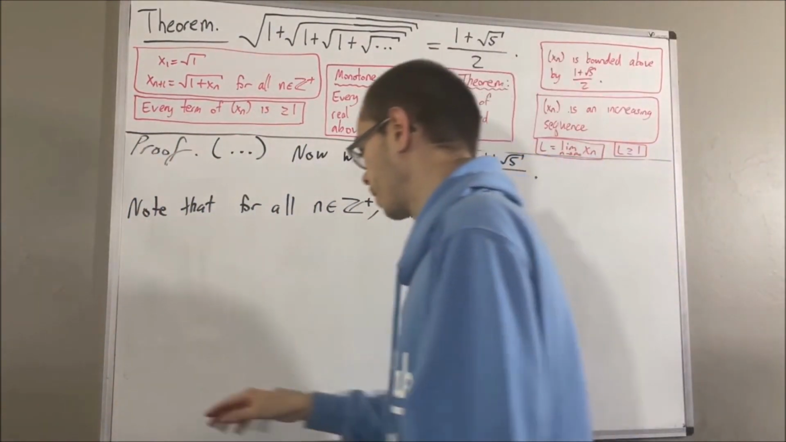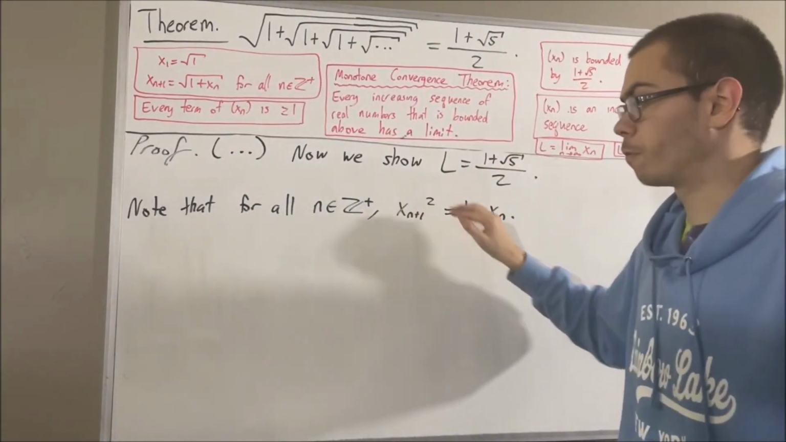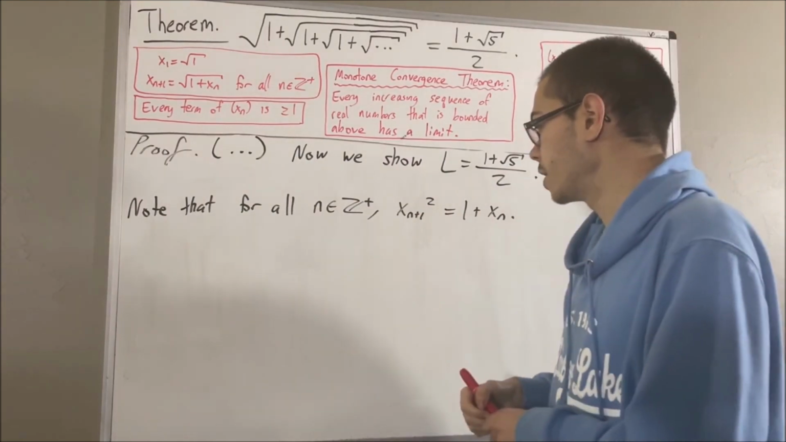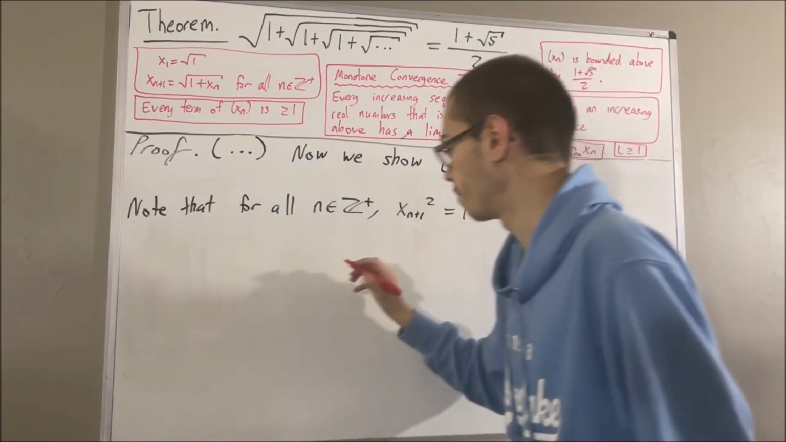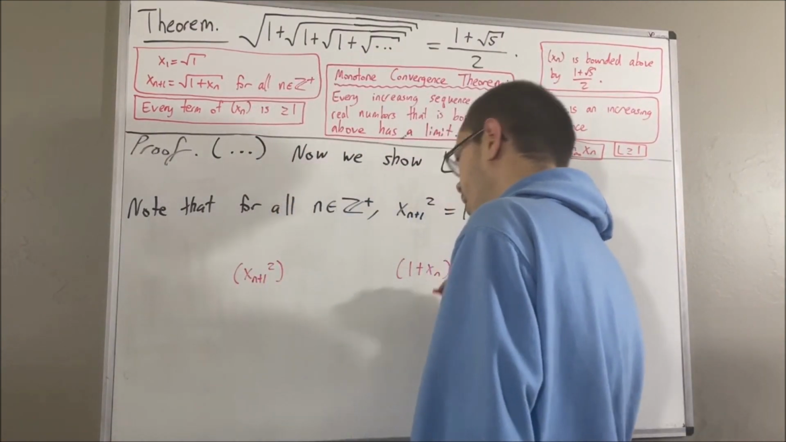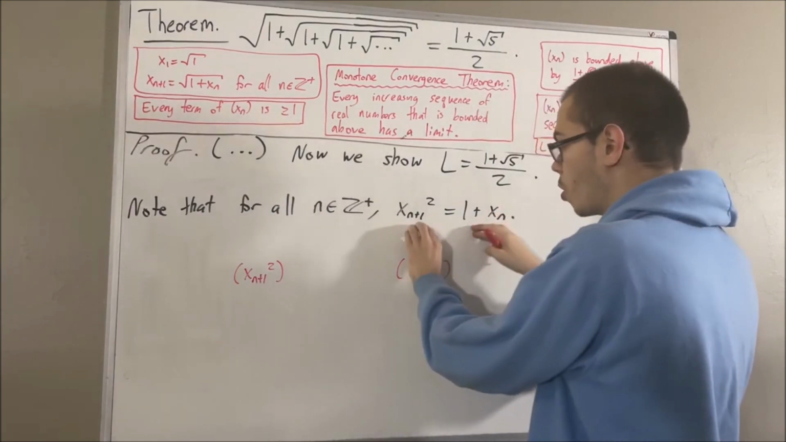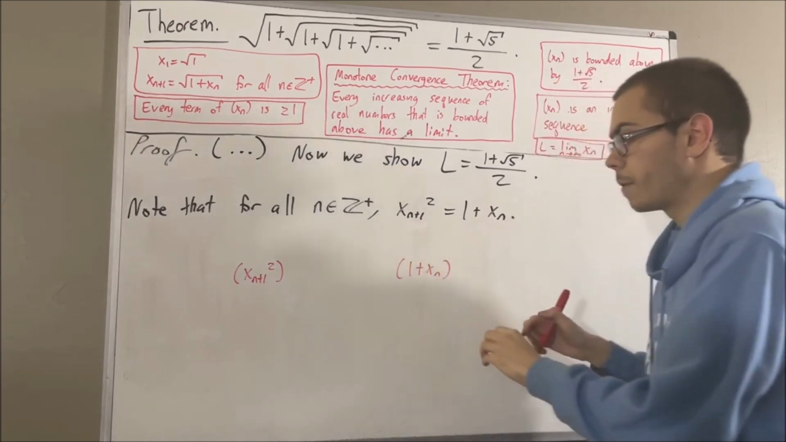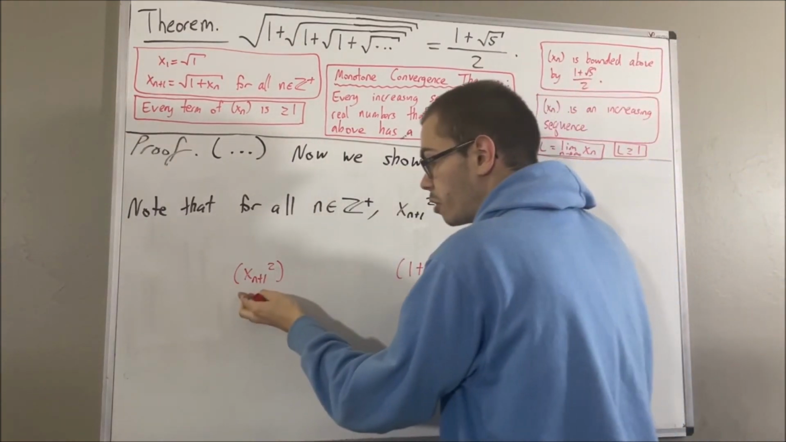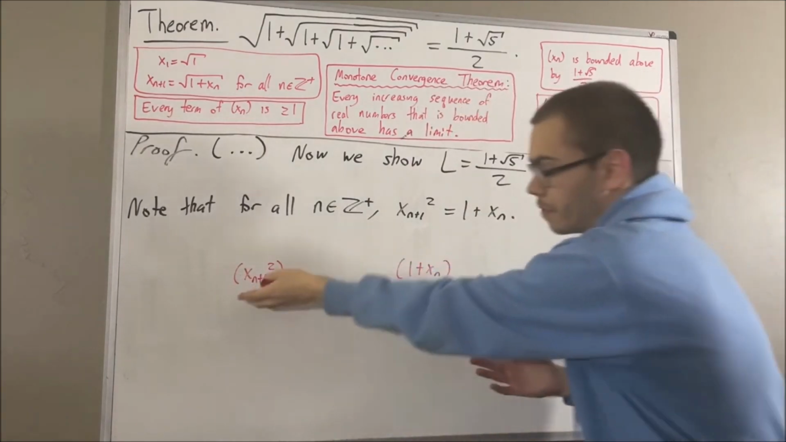And now, since these two are equal for all positive integers n, if we consider the sequences x_{n+1} squared and 1 plus x_n, these two sequences are equal because all their corresponding terms are equal. Right? So if these two sequences converge, they must converge to the same value, because they're the same thing.